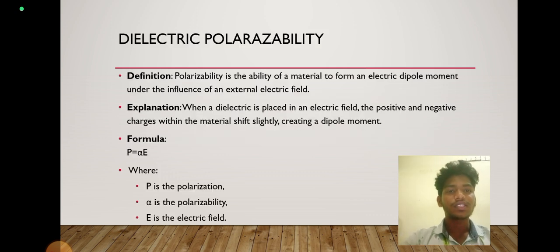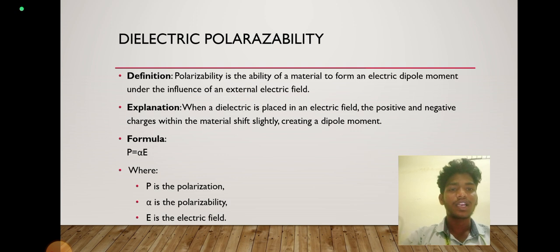Now we can see what electric polarizability is. The first one is the definition. Polarizability is the ability of a material to form an electric dipole moment under the influence of an external electric field. When the material is placed under an electric field, it forms a dipole moment, which leads to polarizability.